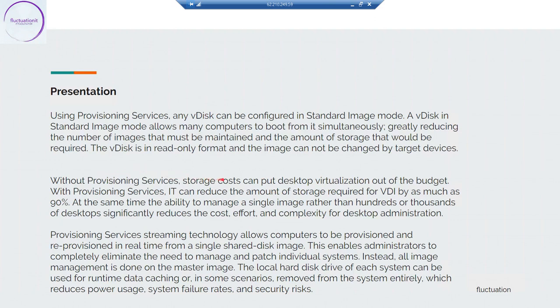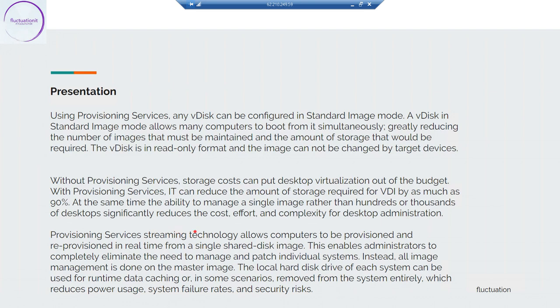Without PVS, storage costs can put desktop virtualization out of the budget, because if I need so many VMs for my XenDesktop, I will need so much storage. With PVS, IT can reduce the amount of storage required for VDI by as much as 90%. Wow, amazing, 90%. And at the same time, you can manage a single image rather than hundreds or thousands of desktops. And you will reduce the cost, the effort, and of course the desktop administration.